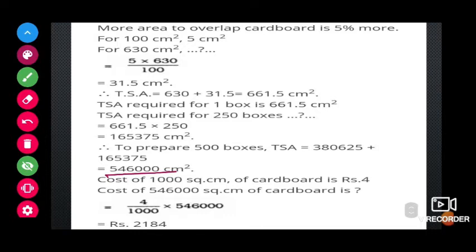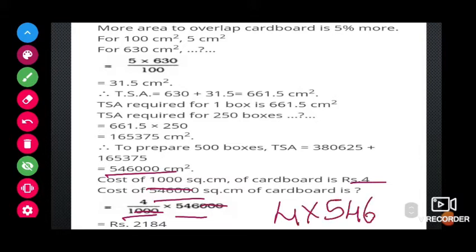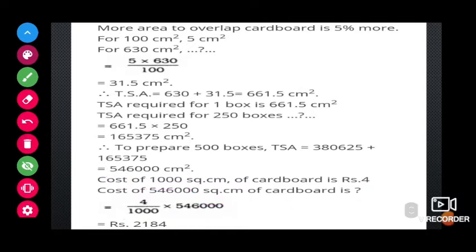Now the cost of 1000 square feet is rupees 4. What is the cost of 5,46,000? It means 4 by 1000 into 5,46,000. If we calculate, children, here 3 zeros and here 3 zeros will get cancelled. 4 into 546, we will get 2,184 as the cost to prepare those boxes.